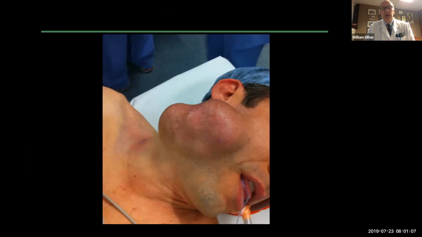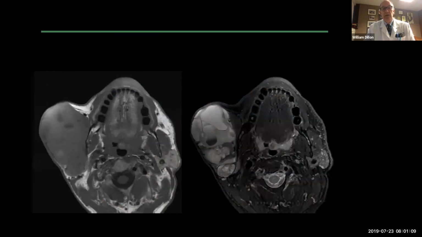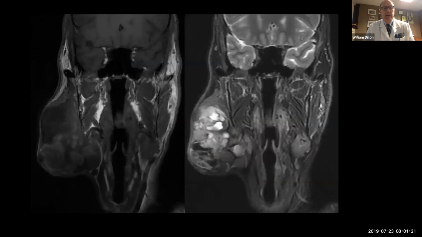Now here's a giant one. This poor guy, he has a huge, huge lesion in his parotid gland and masticator space area. It's got blood in it, it's got septations, it's gigantic, and it enhances. And when they get this big, you know, it's a little hard to know what it is.